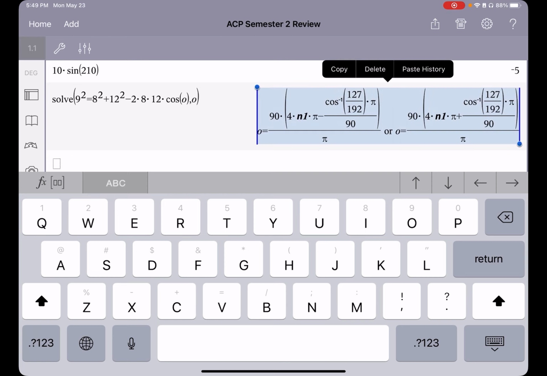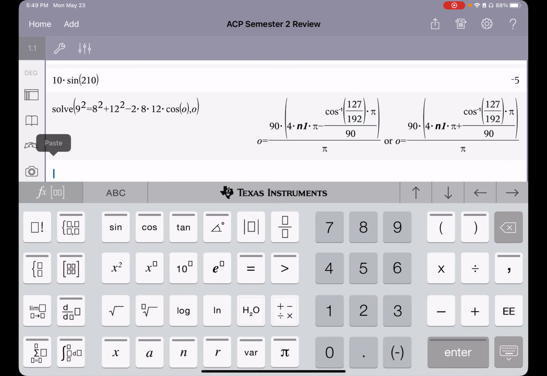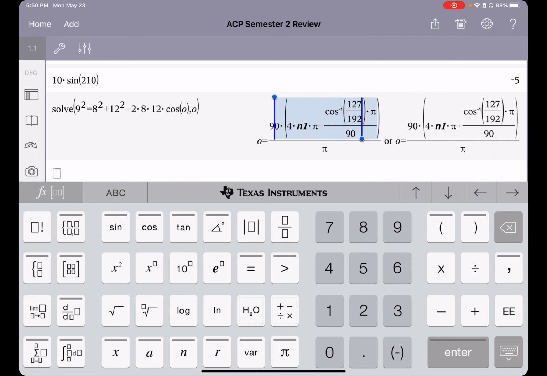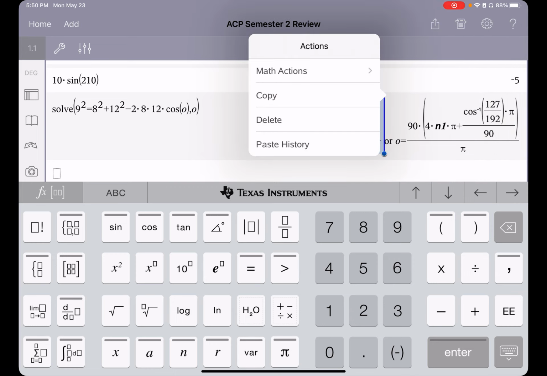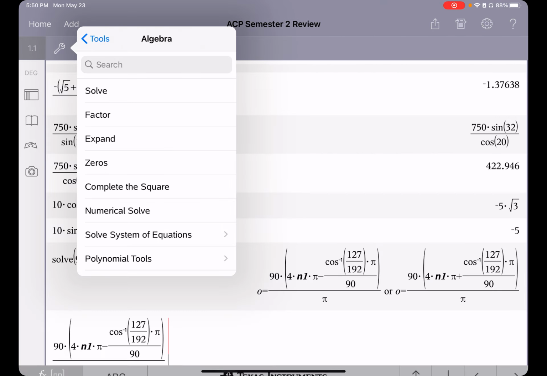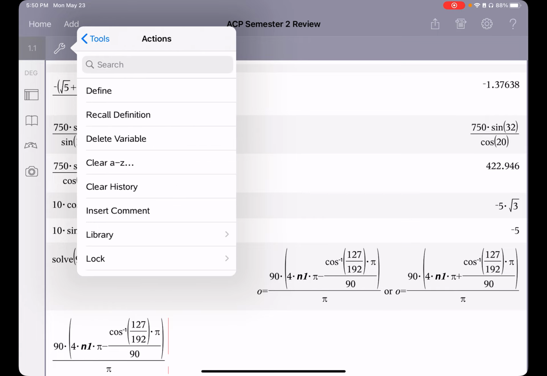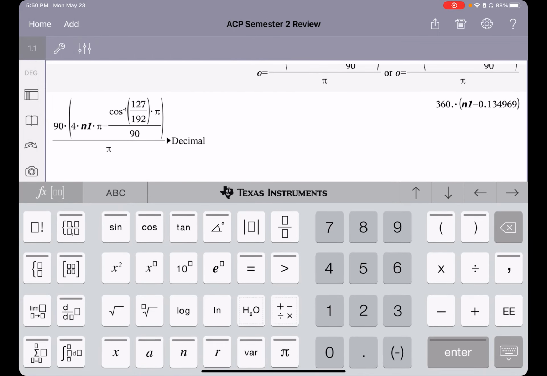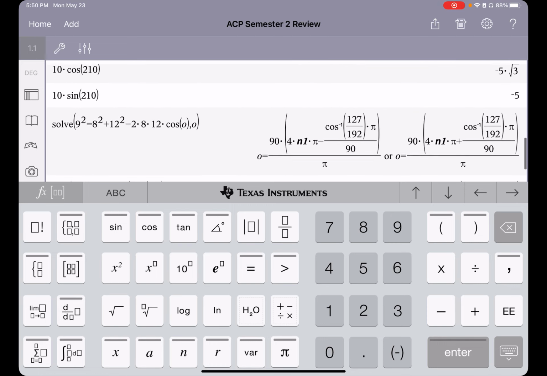My goodness. It is so complicated. Okay, let me just, I don't know why it's so fancy. Let me convert that to a decimal and see what we get. Oh no, I did something wrong.